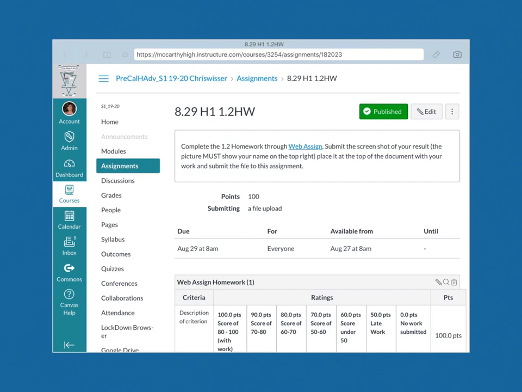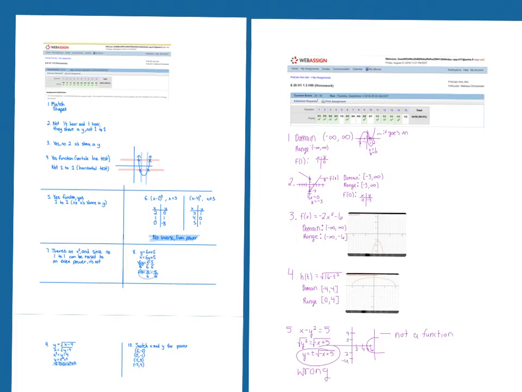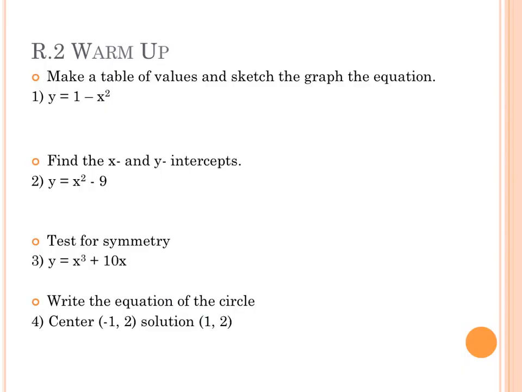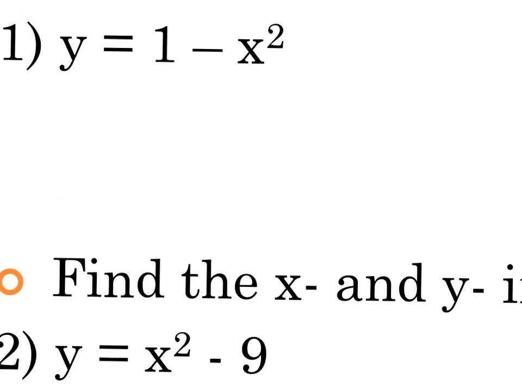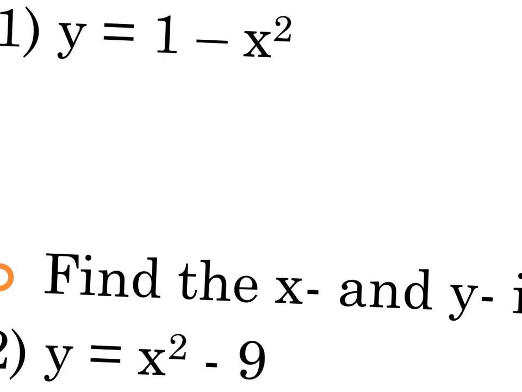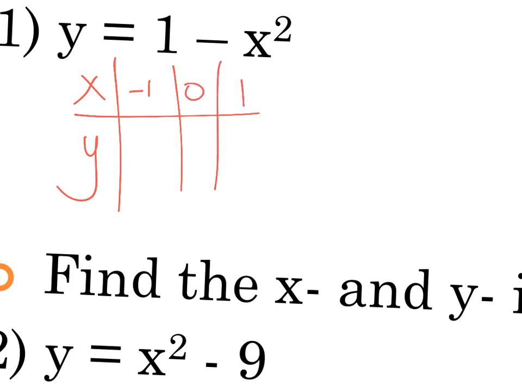All right, so I'm going to show you an example of what an actual assignment should look like. All right, this is the R2 warm-up. So number 1 says to make a table of values and sketch the graph of the equation. I didn't give you a table of values this time, so you can choose what you want in there. I would advise that you pick something that has negatives, positives, maybe 0. So like -1, 0, and 1 would be probably your best bet. And then plug them in.